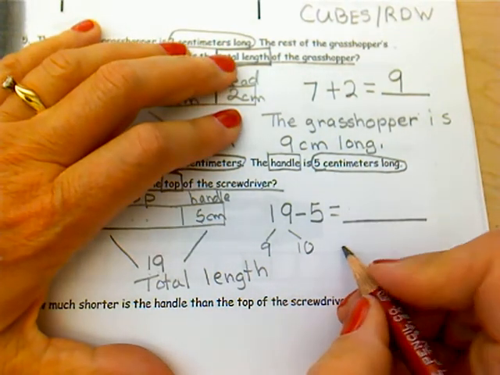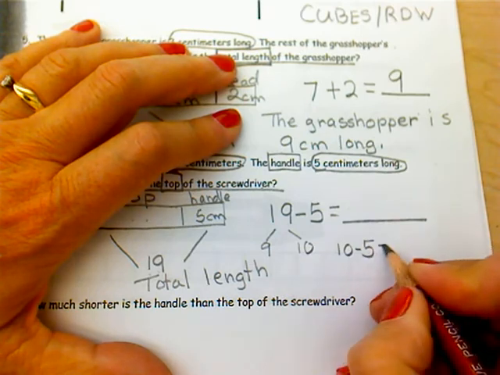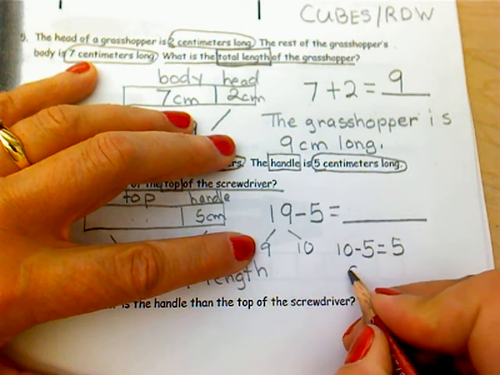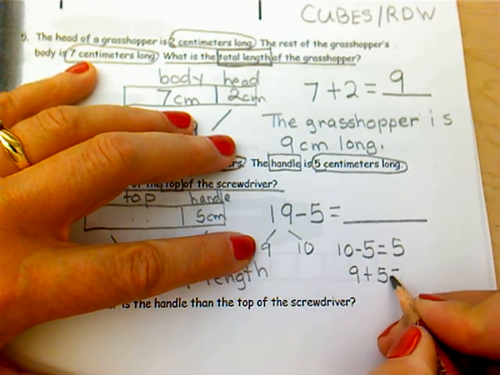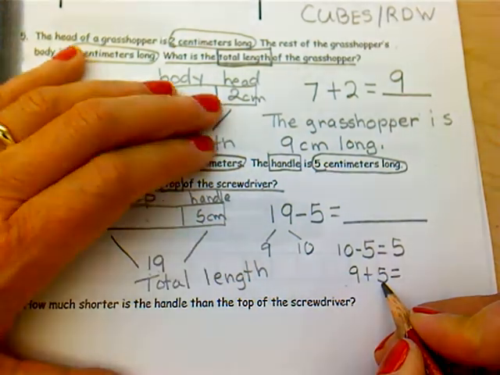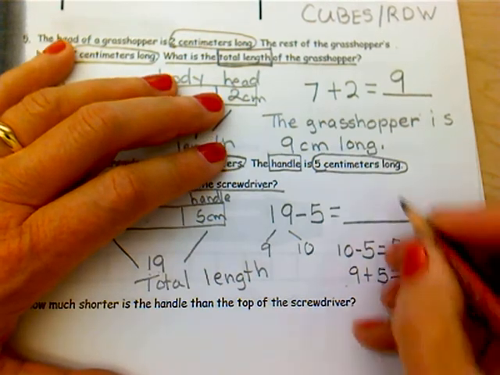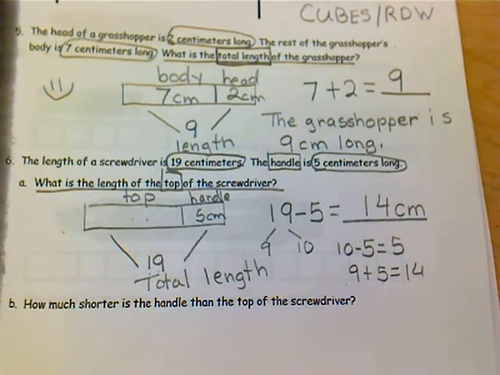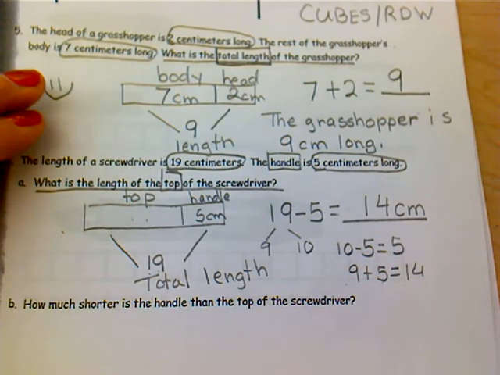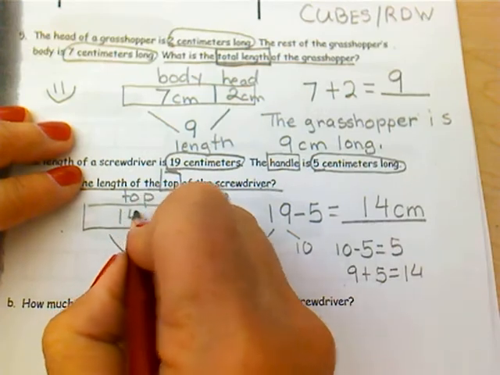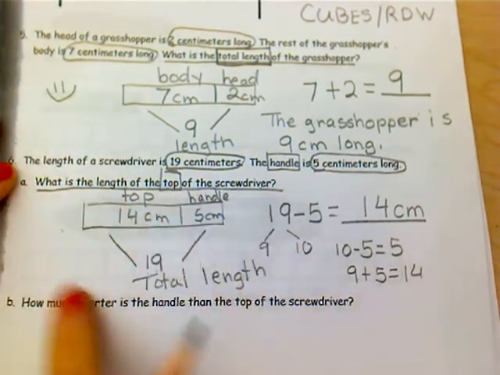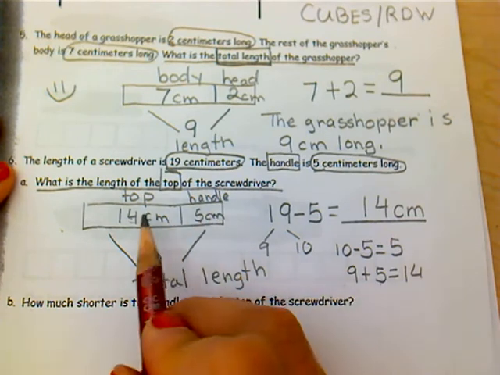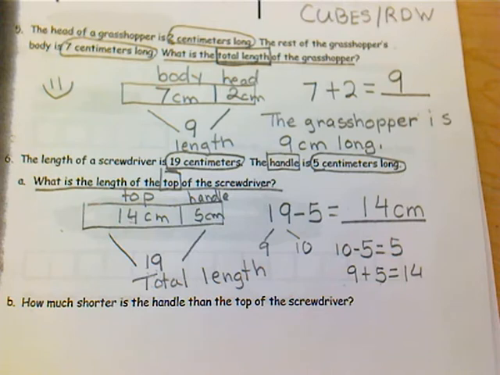I know that it's easy to take 10 away or take 5 away from 10, which gives me 5. I still have 9 that I need to work with. 9 plus the 5 that was left. 9 plus 5, a basic fact, would give me 14. So I am thinking that the head of that screwdriver would be 14 centimeters. So I'm going to add that then to my number bond. So 14 plus 5 is 19, and 19 take away 5 is 14. So that would be the total length.